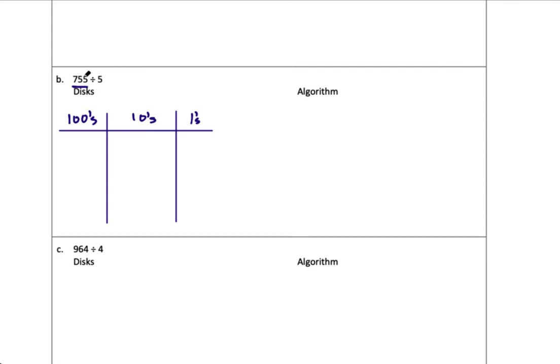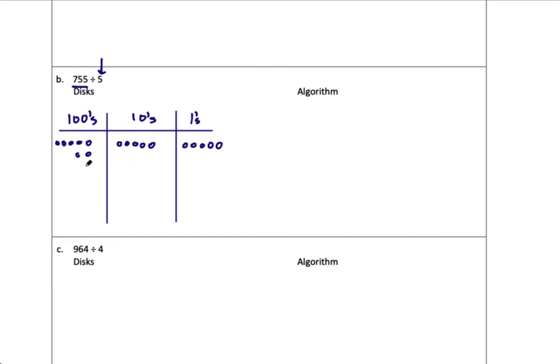So I'm going to show 755 in disks. So 1, 2, 3, 4, 5, 6, 7. That's 700, and then 5 tens, 1, 2, 3, 4, 5 tens, which is 50, and then 5 ones, 1, 2, 3, 4, 5. Now, since I'm dividing by 5, that's my divisor, I'm going to group things in sets of 5.